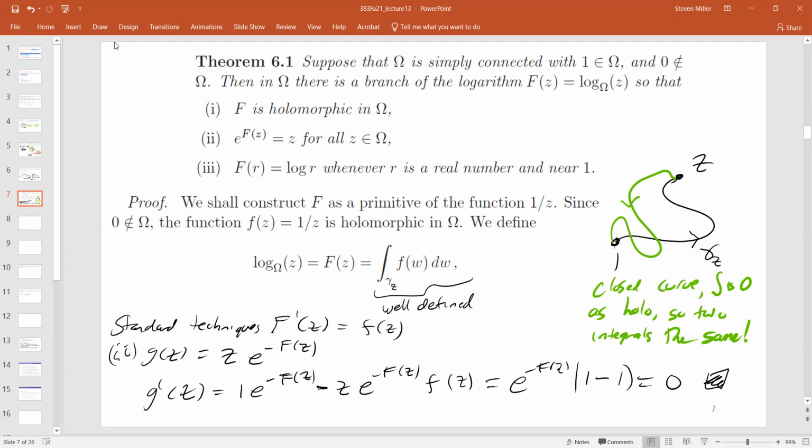Because f of z is 1 over z. Right? And then we just note that g of 1 is equal to 1 as f of 1 equals 0. This is why it's nice to choose the point 1 to be in the region.